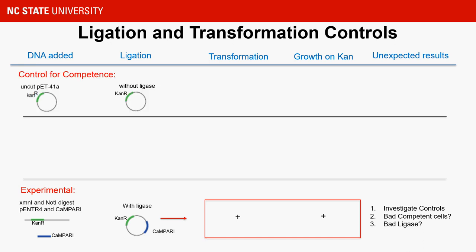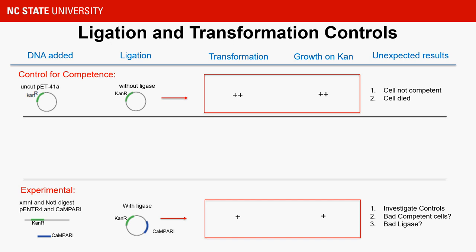To control for competent cells, we will transform the uncut pET41A plasmid, which also contains a kanamycin-resistant selectable marker. We will expect this uncut supercoiled DNA to have a higher transformation efficiency and a higher number of clones on the plate. If that did not occur, we can either suspect the E. coli cells are not competent or the cells were dead.